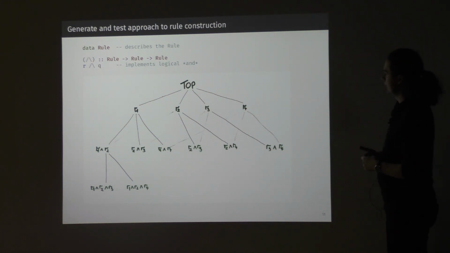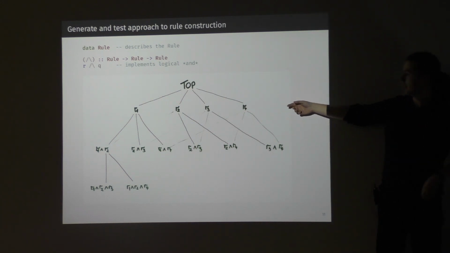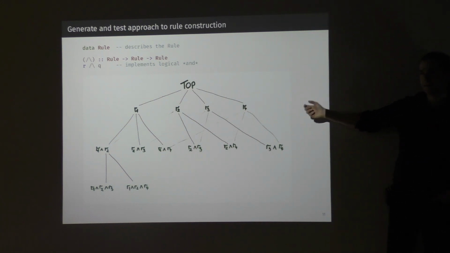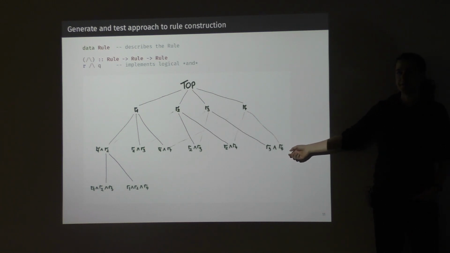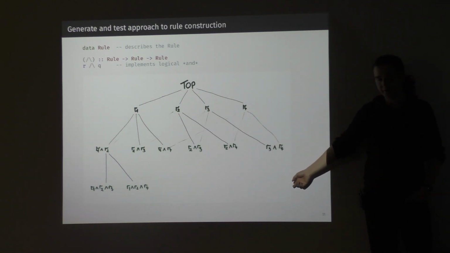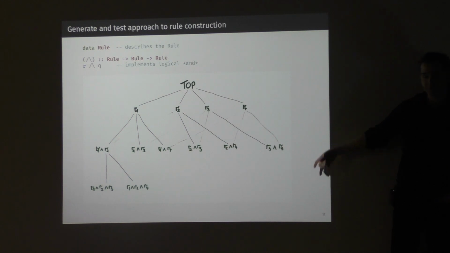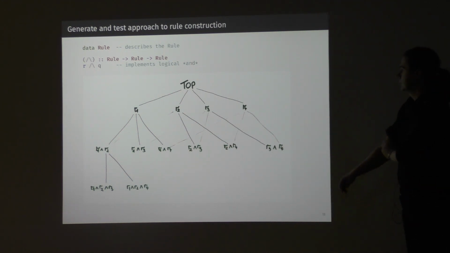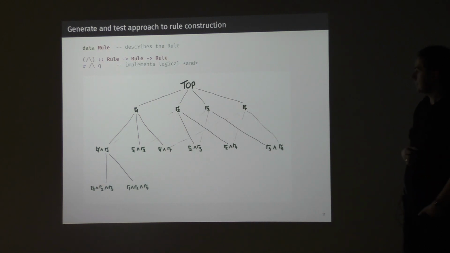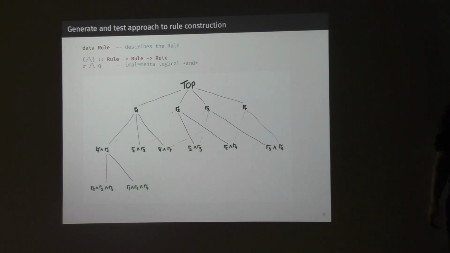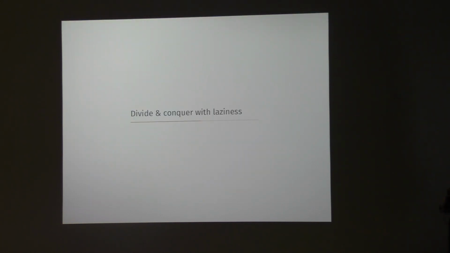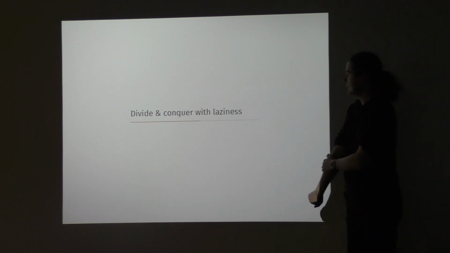So we have a tree, which is actually an enormous one, because as I said, if you have 100 here, then in the next generation you have 100 times 100, and in the third generation you have 100 to the third, and so on. Yeah, it's pretty big. But that's the whole space. I mean, the solution must be somewhere here. Okay, so how do we do it? Using laziness.